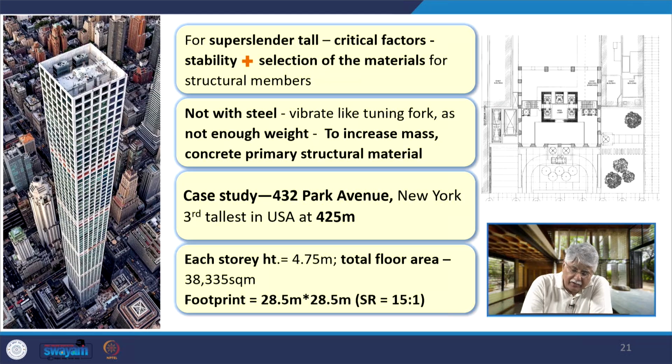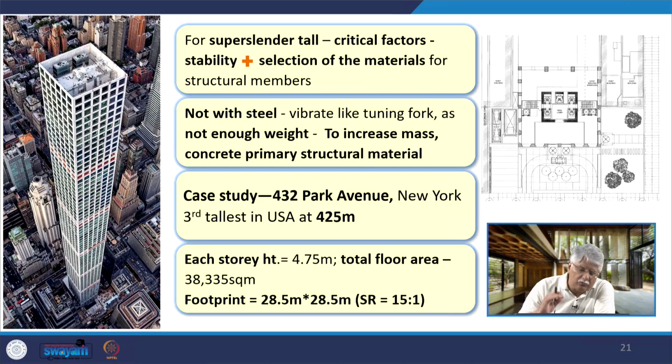We cannot do it with steel because steel would vibrate like a tuning fork and would not have enough weight because of the very high slenderness ratio. It would sway very much, and we need to increase the mass of the building. If the building slenderness ratio is smaller, if it is less than 7:1, then automatically the building mass is higher, and the building, even if made with a steel frame, will not have that much sway. The more slender the building built with a steel frame, the more the sway will be. We have to increase the mass, try to put down the building, hold the building to the ground.